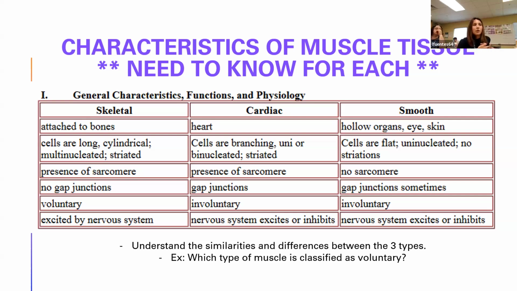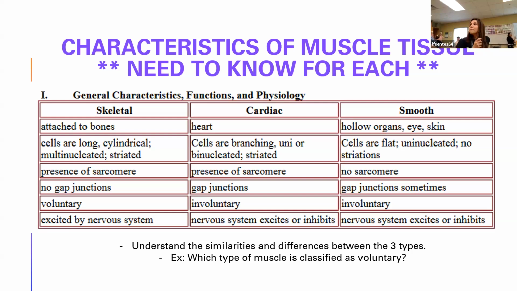So for example, a question that could be asked is which type of muscle is classified as voluntary? We can see skeletal is voluntary, cardiac is involuntary, smooth is involuntary, so the answer would be skeletal. Basically, I would just compare and contrast all of these and know the characteristics. Another big thing to know would be the presence of sarcomeres versus no sarcomere, and where they're found.